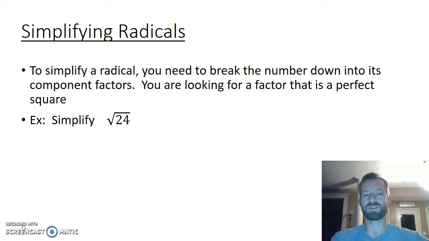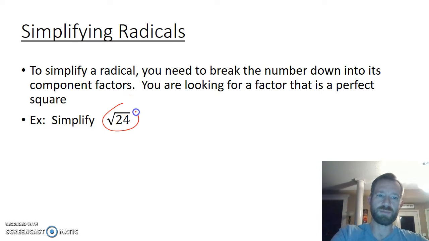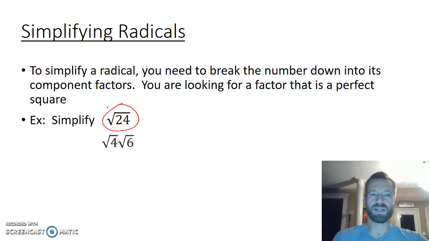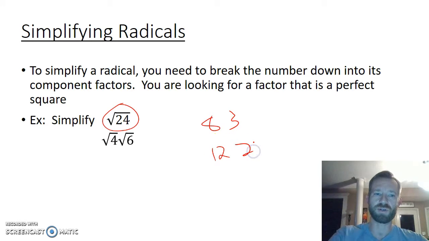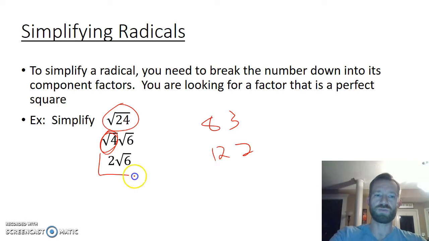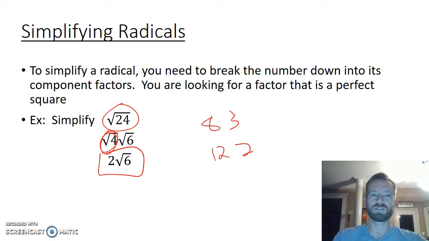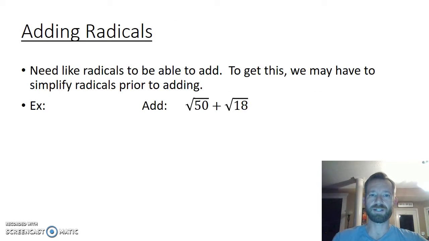For simplifying radicals, probably an Algebra 1 topic, we're going to take a problem like square root of 24. We're going to break it down into its component parts. We pick 4 and 6 rather than 8 and 3 or 12 and 2, because 4 you can take the square root of. So you got that, 2 radical 6, final answer. So there we go, breaking down a radical.